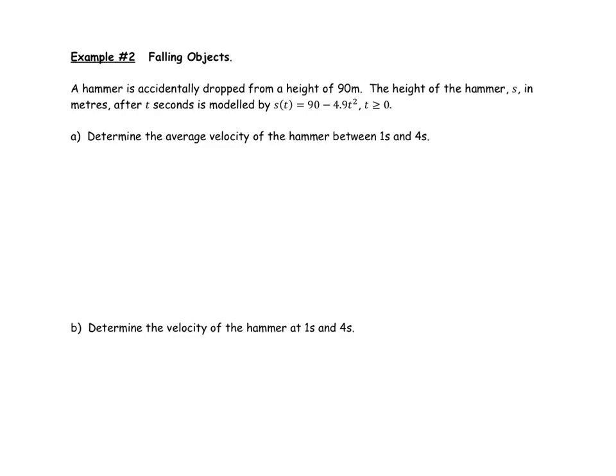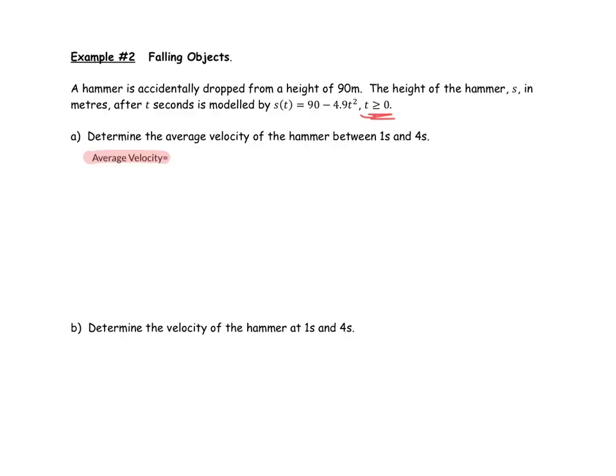Now let's take a look at an example. So we have a hammer dropped from a height of 90 meters. We have the height of the hammer s after t seconds modeled by our function there, s at t, and just take note that t is greater than or equal to 0. So we're going to find the average velocity of the hammer between 1 second and 4 seconds. So we're looking for the average rate of change between 1 and 4.